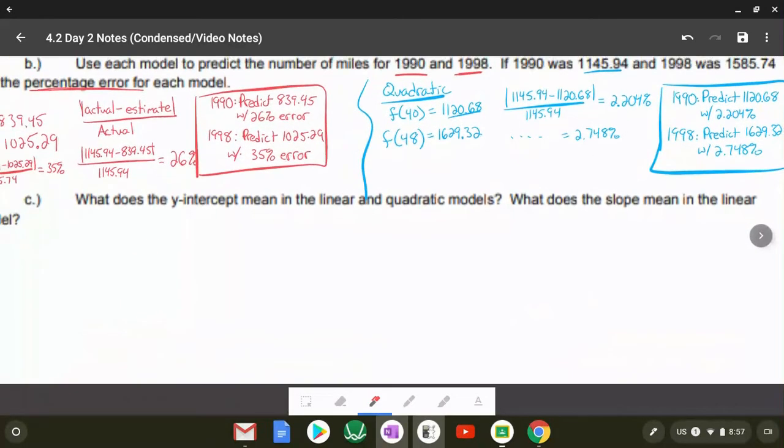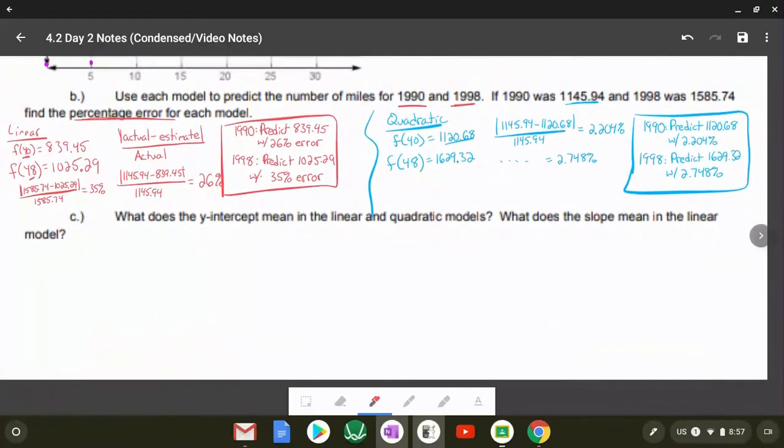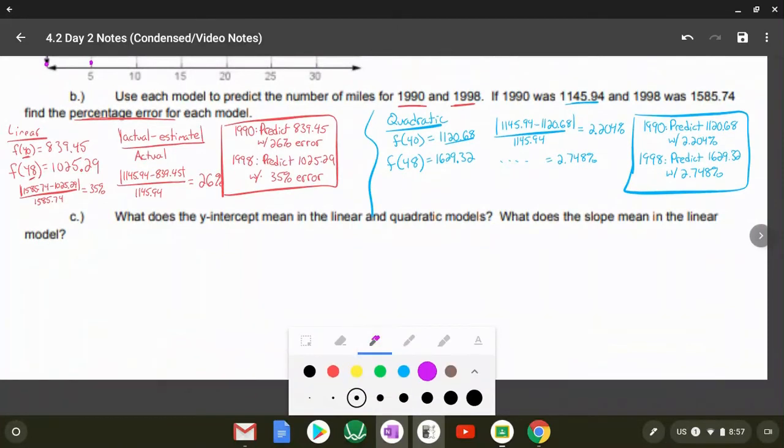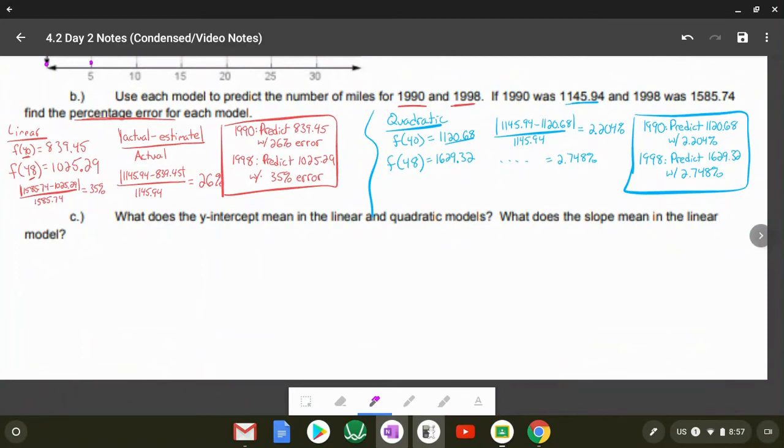Now, for part C, what does the y-intercept mean in the linear and quadratic models? And what does the slope mean in the linear model? Well, let's start with the y-intercept in both models. The y-intercept means that your x value is 0, right? Obviously, that's what a y-intercept is.